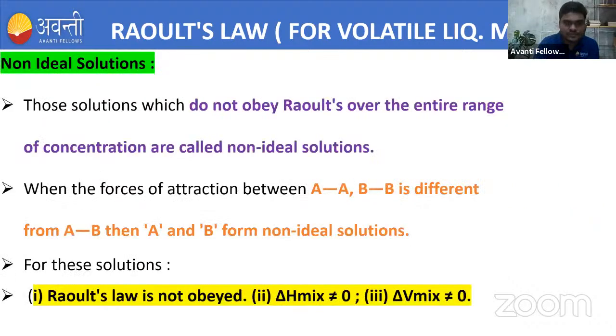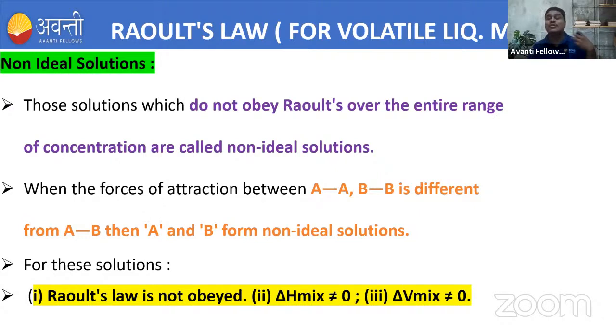Chalo. Now, let's see non-ideal solution. So what happens if the solution does not follow Raoult's law equation? We get the equation for Raoult's law, that is Pt is equal to (P naught A minus P naught B) into Xa plus P naught B, right? So if the solution does not follow this equation, then it is said to be a non-ideal solution.